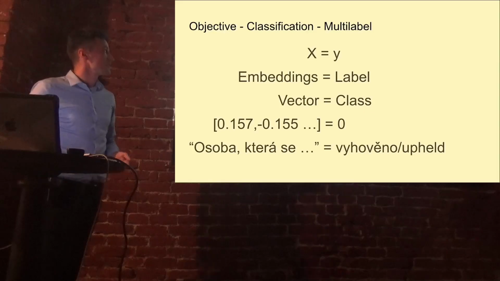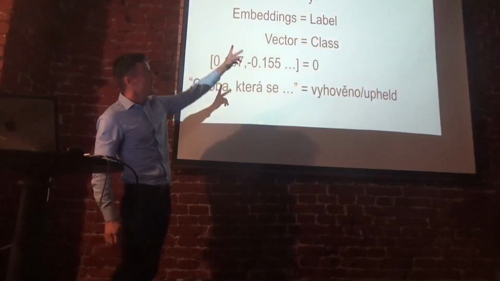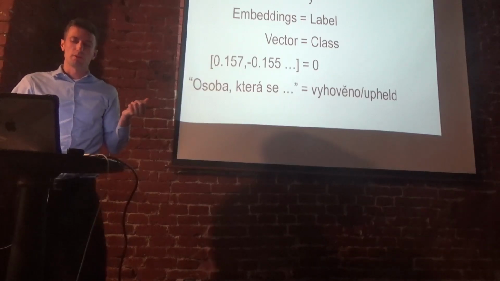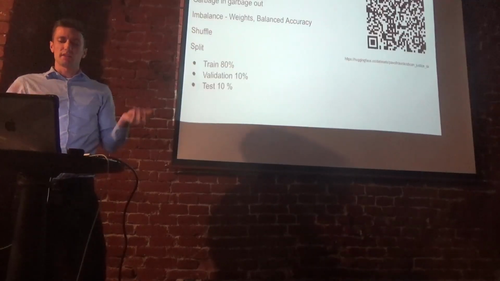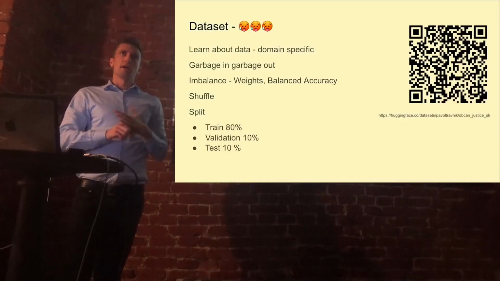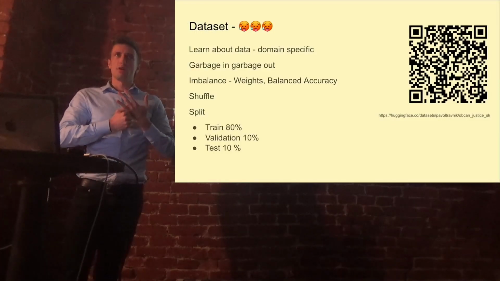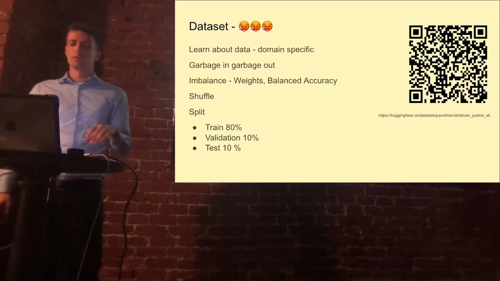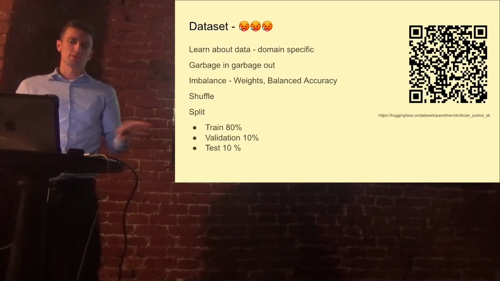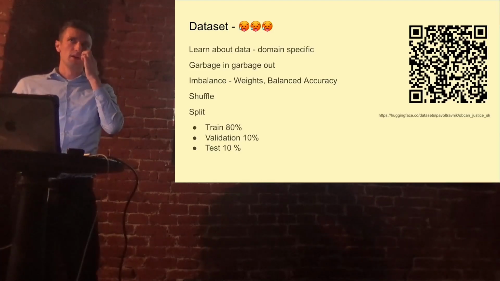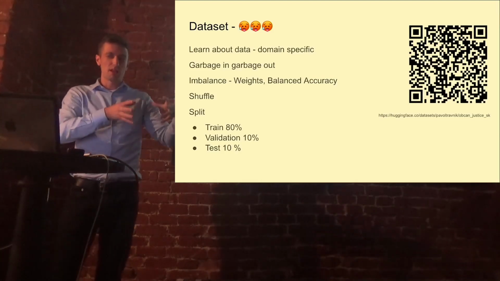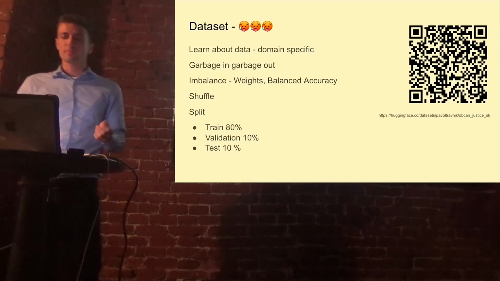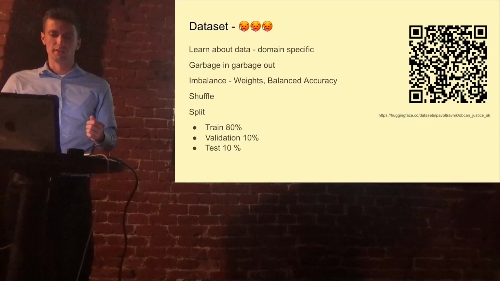You will never find, or it's not very probable that you will find, a balanced dataset. For example, when I'm training the model for Czech courts now, the Constitutional Court denies 97% of cases. So when you have such an imbalanced dataset, you have no option but to put weights there, and you have to calculate the balanced accuracy.